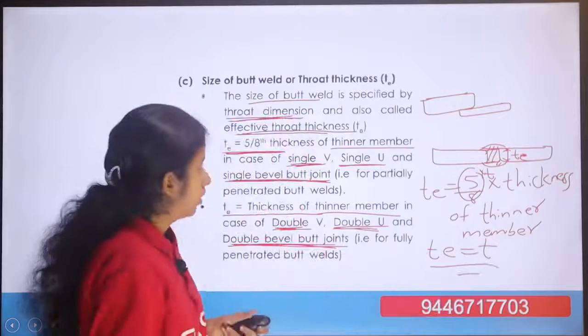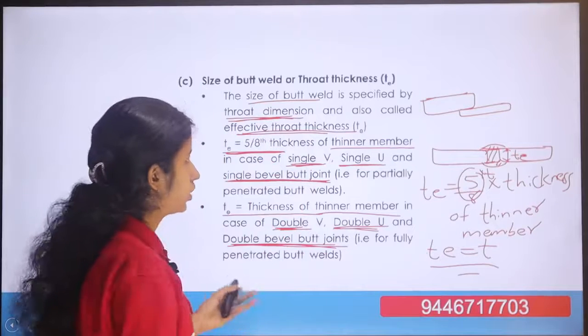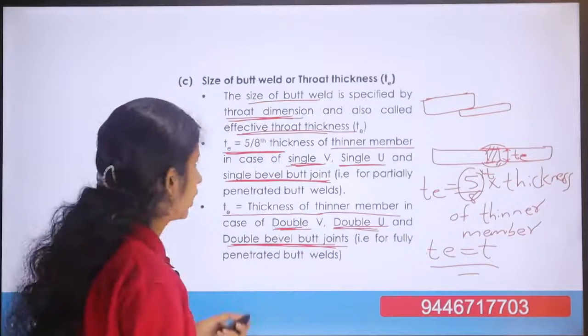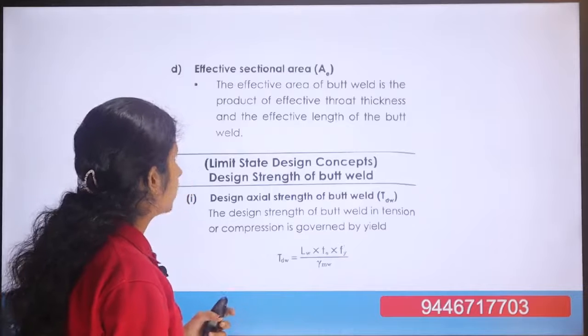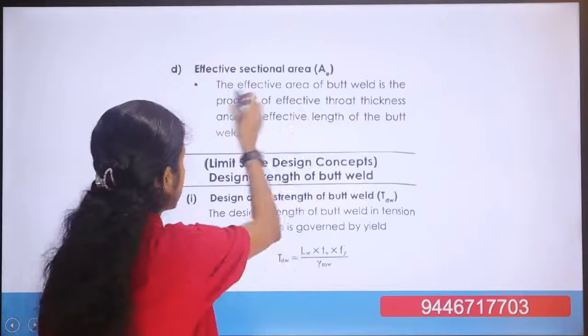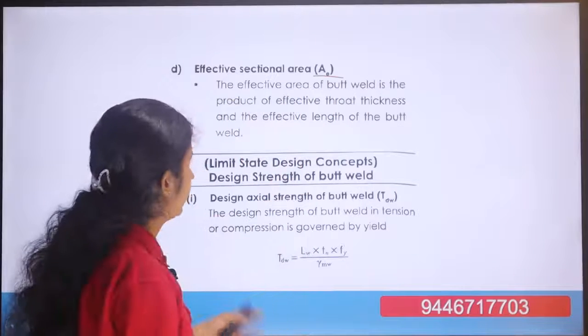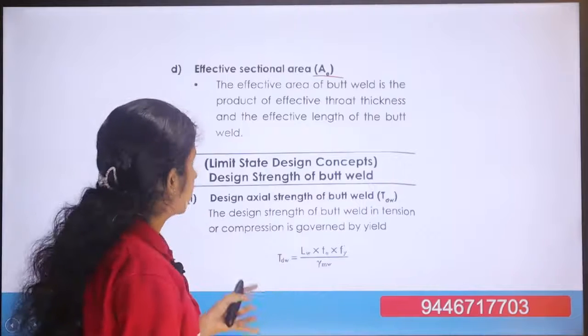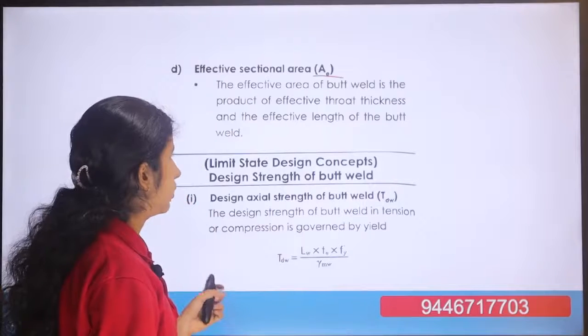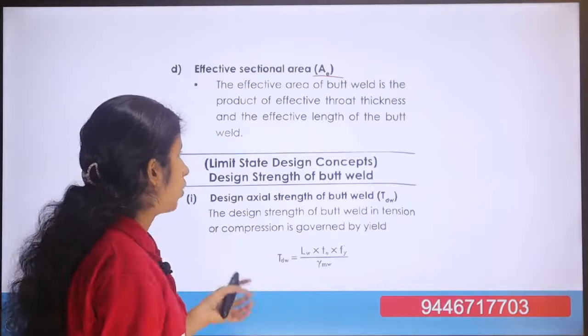That is the size of the butt weld, according to the throat dimension, the throat thickness. Then the effective sectional area, that is AE. Effective sectional area AE, that is the effective area of the butt weld, is the product of effective throat thickness and the effective length of the butt weld.